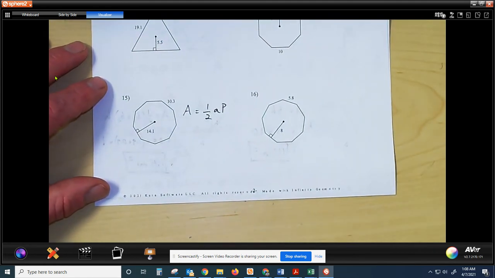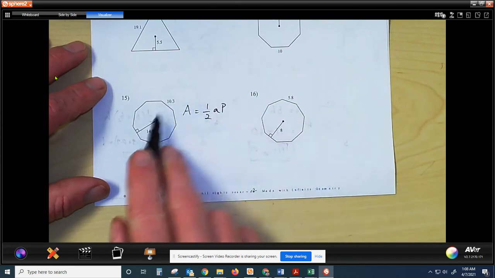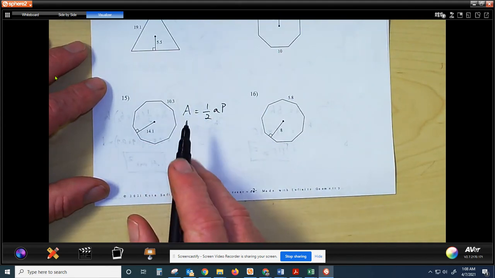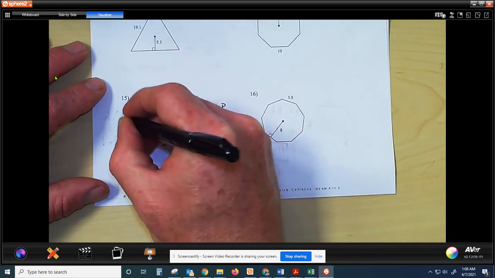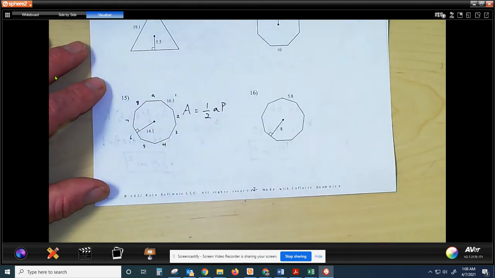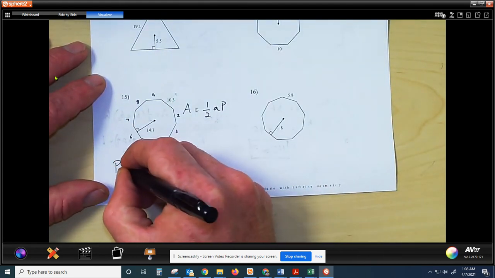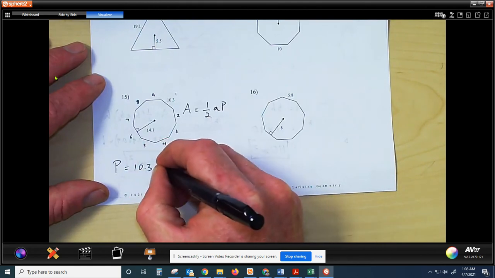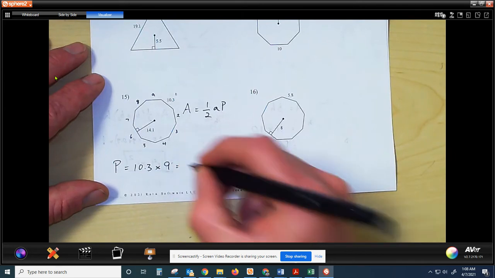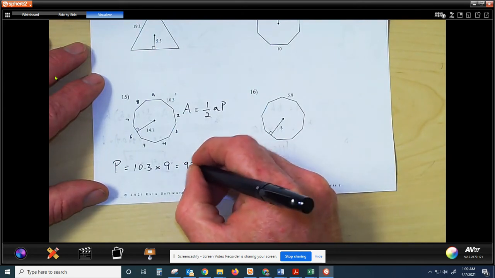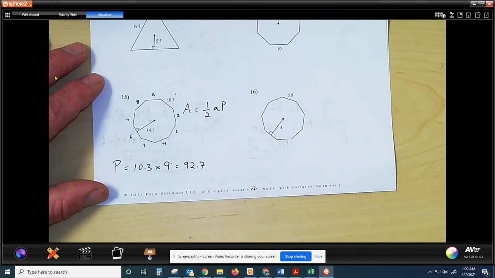I need my perimeter. So I look at this picture and I say, all right, here's a side length of 10.3. Let's see how many sides there are. 1, 2, 3, 4, 5, 6, 7, 8, 9 sides. My big P is 10.3 times 9 sides. 10 times 9, it's going to be close to 90. It's nice to guess before I try it to make sure I have a number that's close to reality. It comes to 92.7. Okay, that's my perimeter.